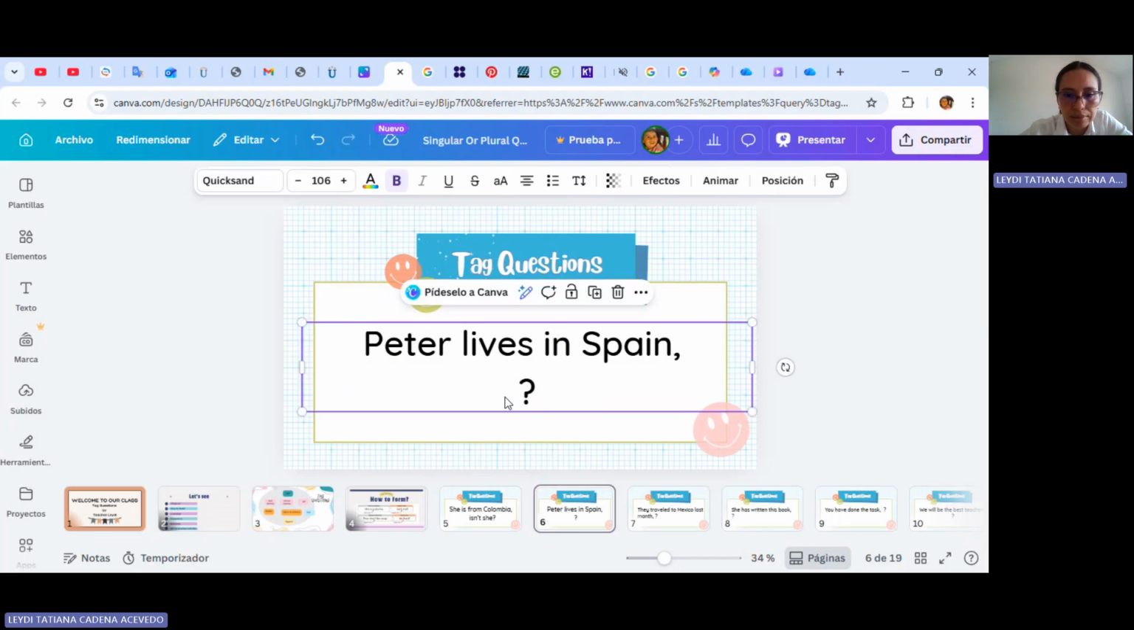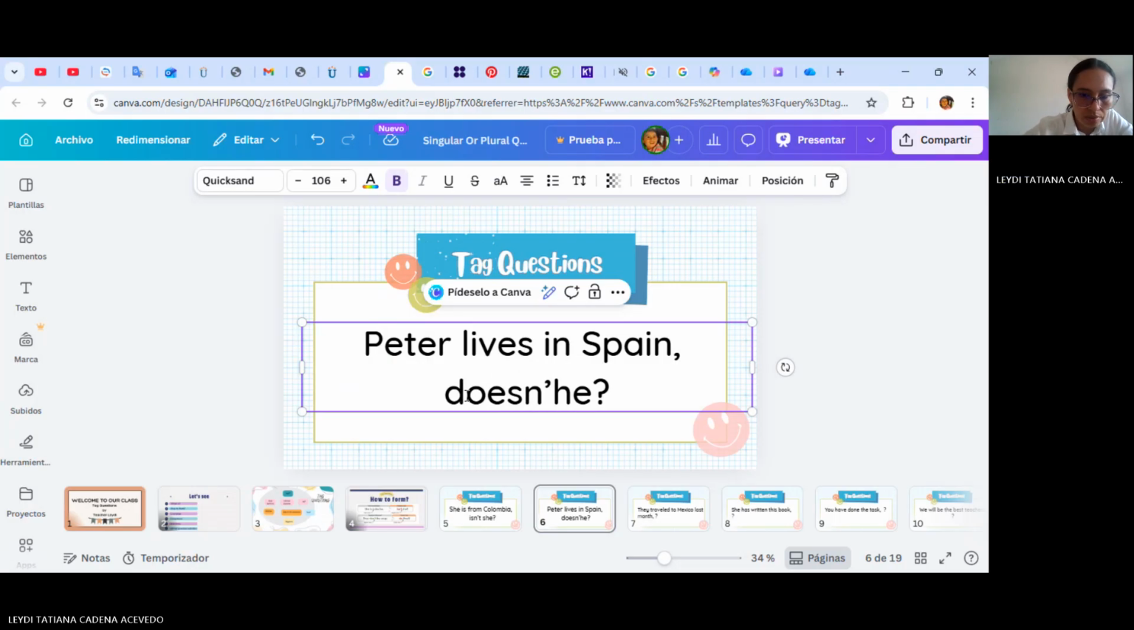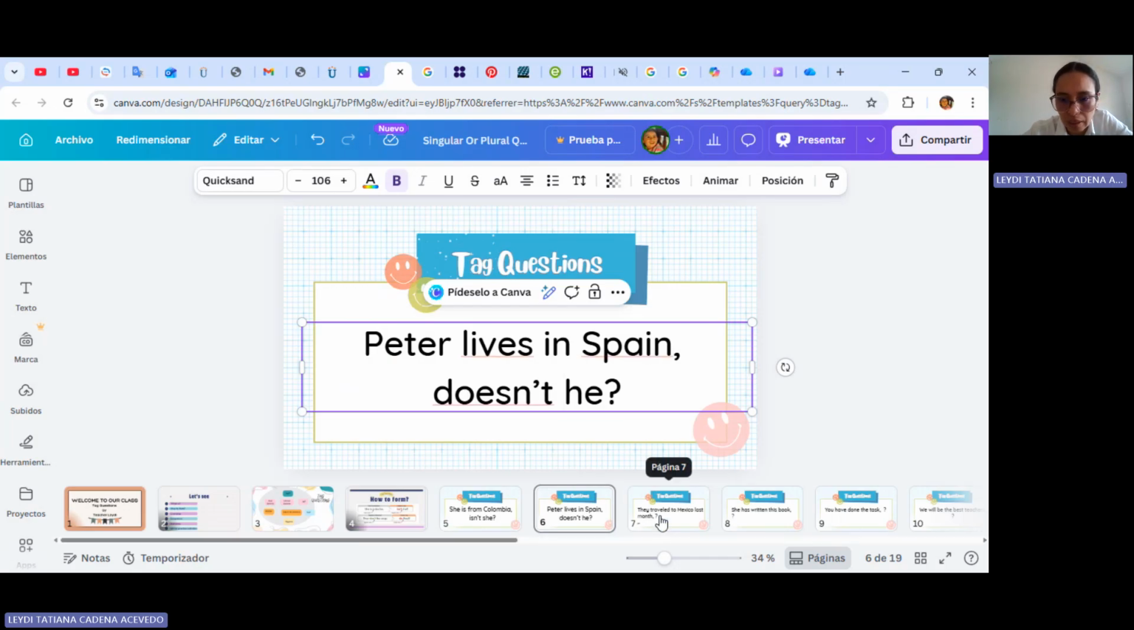Now, Peter lives in Spain. Peter is the subject, but in the tag question we use he. There is no auxiliary verb because this is present simple, so we use does. But the sentence is positive, so we change it to negative, doesn't. Okay, Peter lives in Spain, doesn't he?